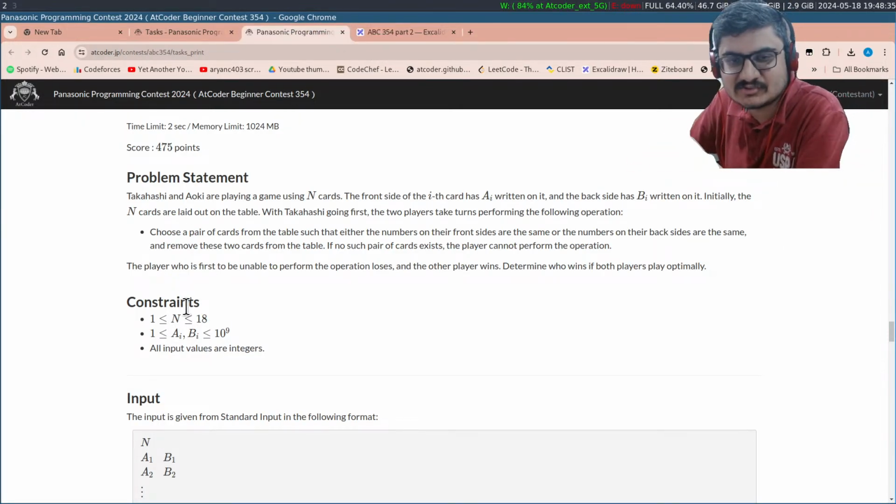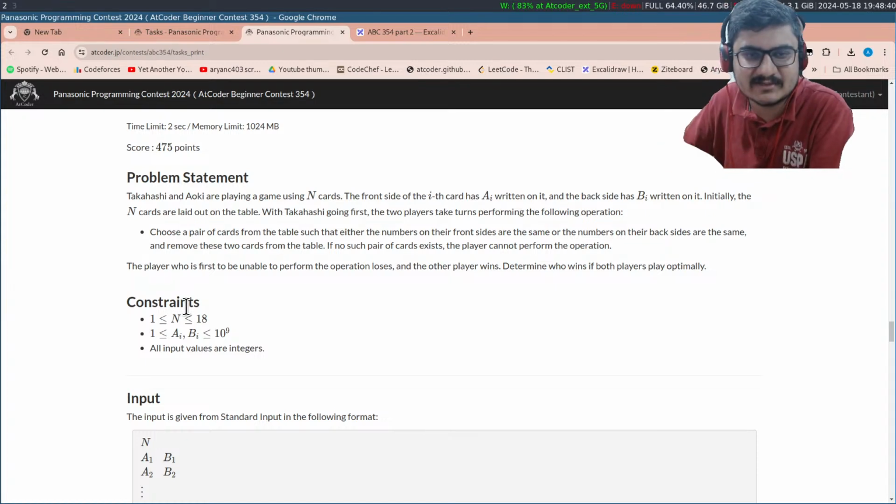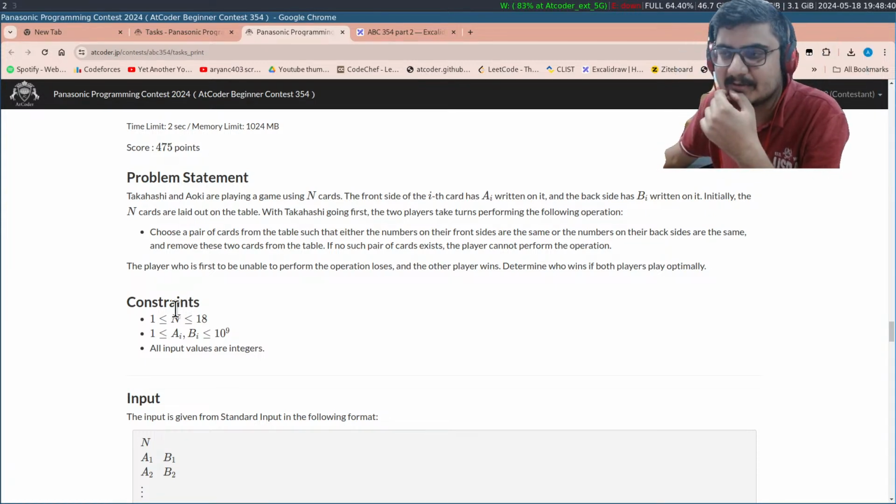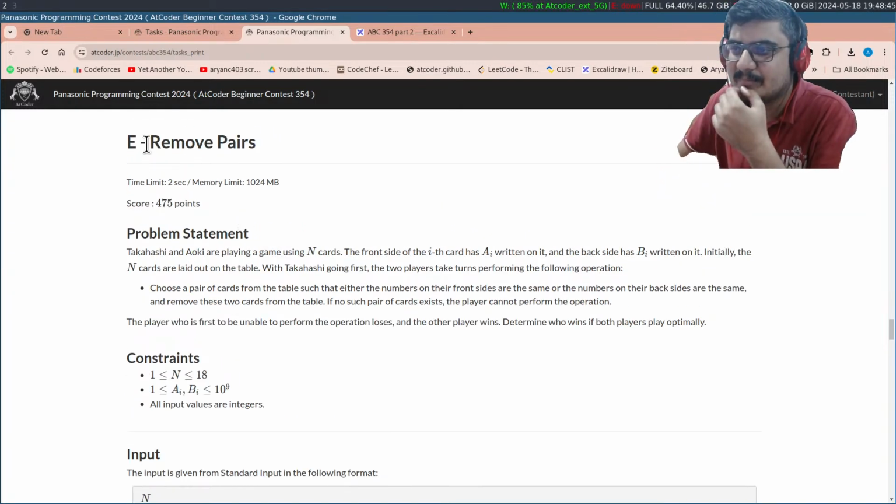It's not possible to solve for n equal to 1000, but for n equal to 18, you can use the minimax algorithm from game theory and continue. Any questions on problem E?